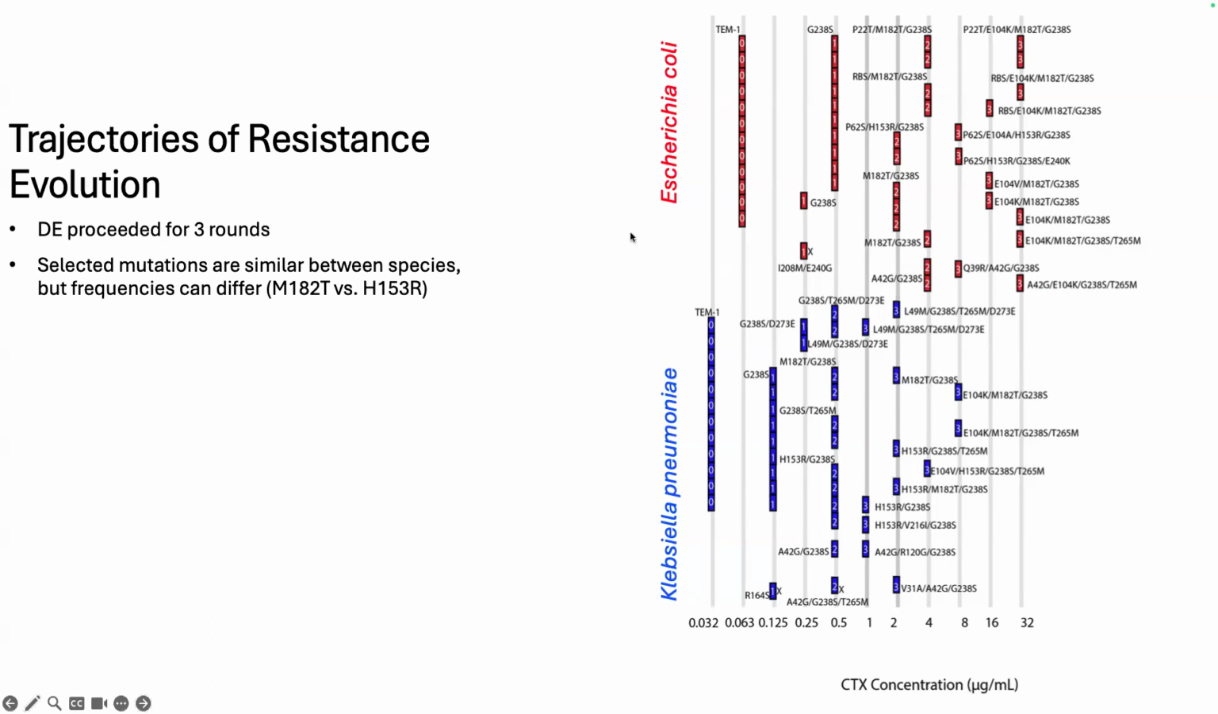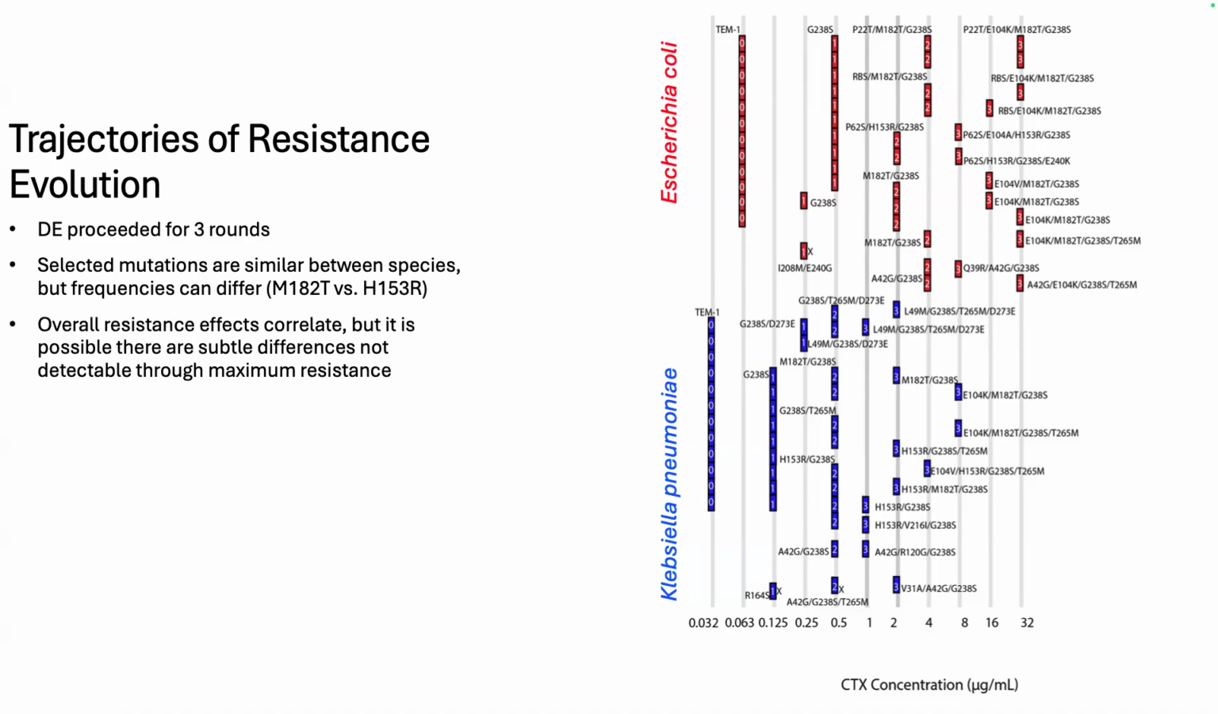In particular, I'll point out that H153R and M1A2T are two substitutions that both appeared in each of the species. In the second round, though, E. coli selected M1A2T in 8 out of 12 populations and H153R in just 2 out of 12. K. pneumo, on the other hand, selected M1A2T twice and H153R 4 times. And this is raising the question of even if resistance effects are conserved, could there still be species-specific preferences or other phenotypes that are contributing to potentially divergent evolution between host backgrounds?